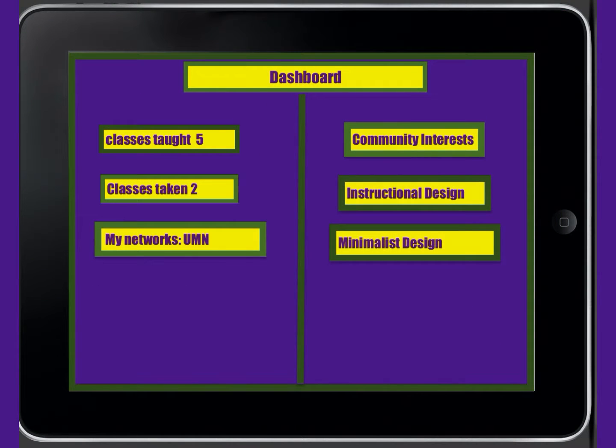This next slide shows the dashboard, which is broken up into two parts. This part on the left here shows the number of classes taught versus number of classes taken, so you make sure that you're participating, and it shows what networks you're a part of based on university, class, school, or grade. The slide on the right shows your specific community's interests and needs. An example here would be instructional design, and an even more specific example, minimalist design.